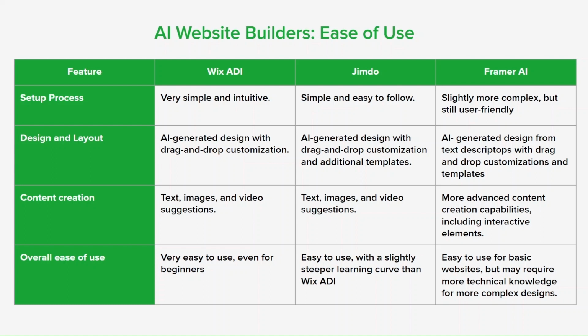If you do have a background in design or development, it might be okay, but if you're starting off, then I would recommend maybe Jimdo or Wix ADI instead. Overall, all three of them are easy to use. But I would say Framer AI has the steeper learning curve out of all of them, and may require more technical knowledge if you want to do more complex designs.